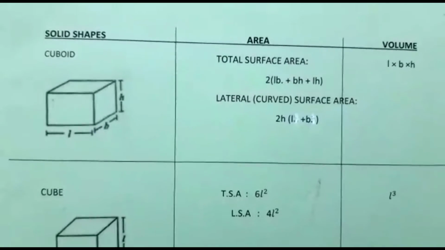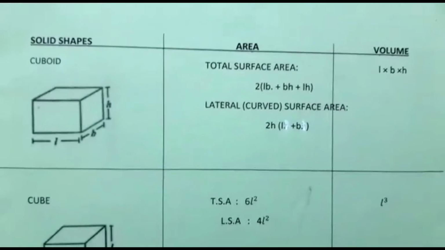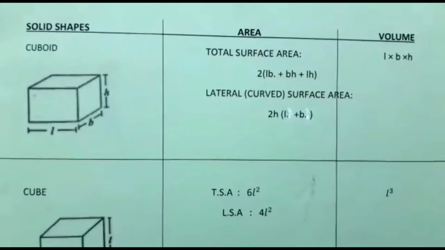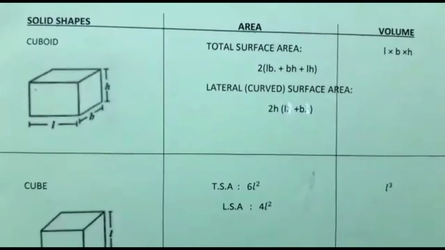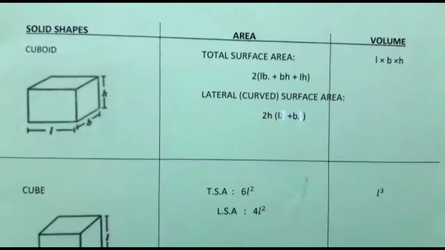Lateral surface area, or curved surface area, we can also find. You should not count the top and the bottom, only the lateral surface area. The formula is 2 multiplied by height multiplied by L plus B. Length and breadth added and multiplied by 2 into height.